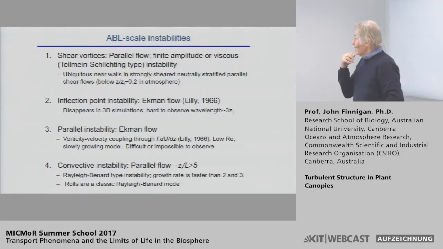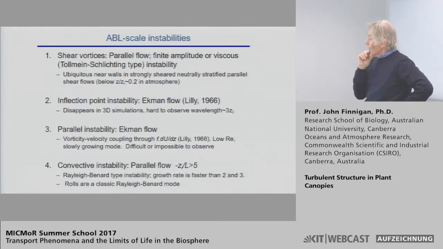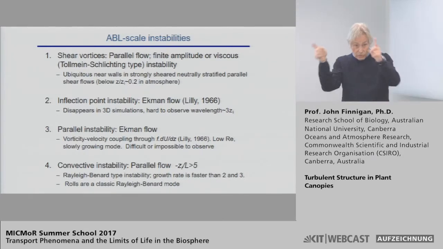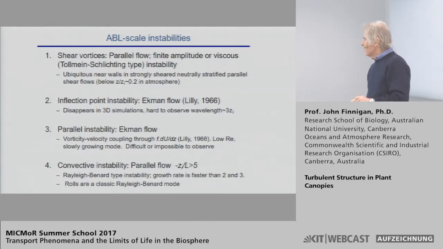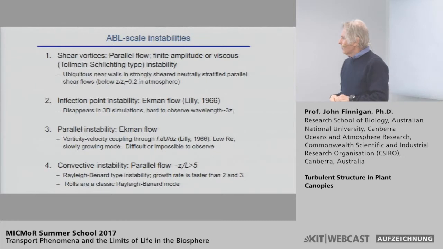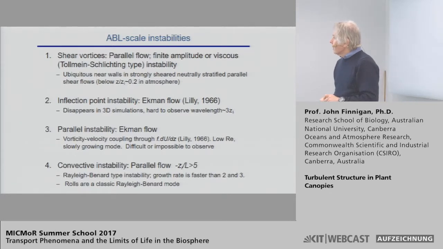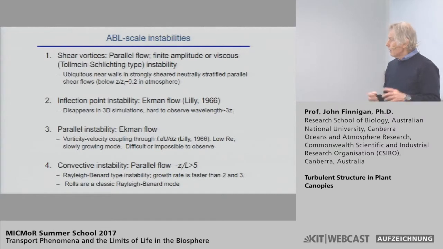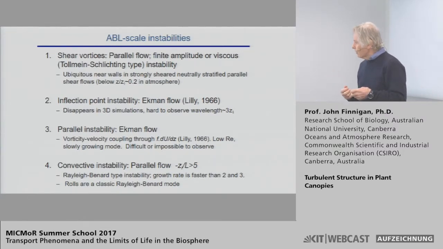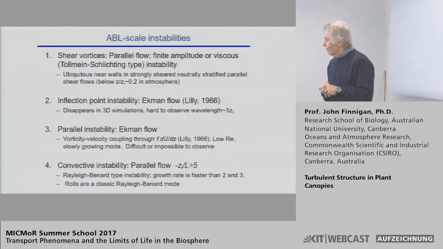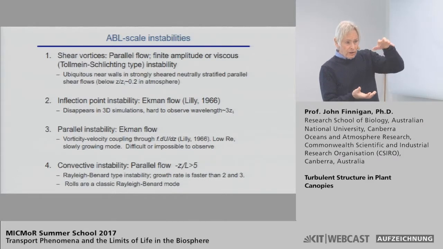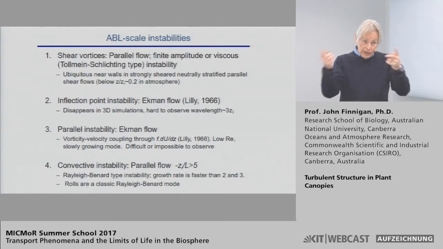And Doug Lilly in 1966 produced an analysis that showed that there was an instability that could produce rolls, but in fact, later simulations, when computers got bigger, showed that it's very hard to observe. It may be there, but no one really knows. There's another instability which relies on vorticity velocity coupling. Don't worry about that, because the real instability which seems to work is the convective instability, and it's primarily this Rayleigh-Benard instability, you know, hot below, cold above, and it generates eddies.